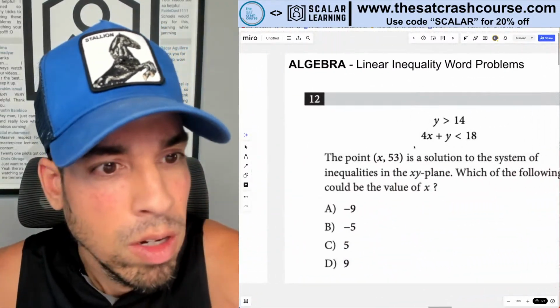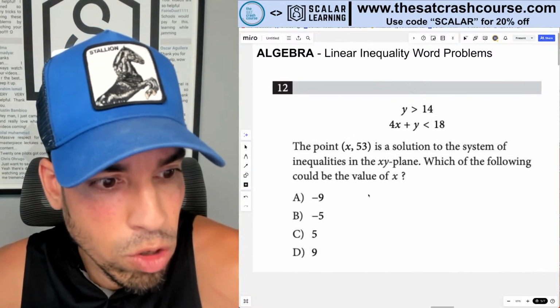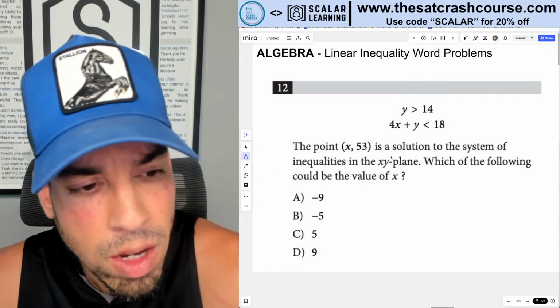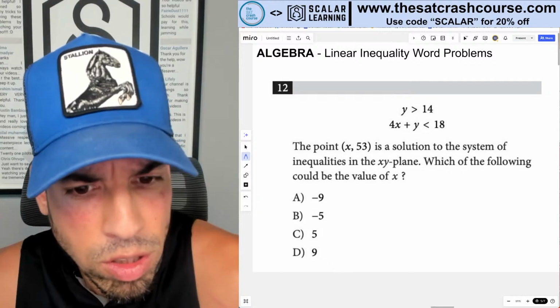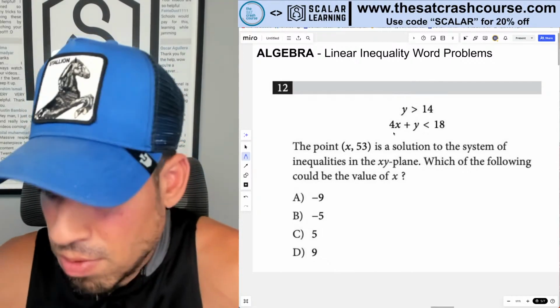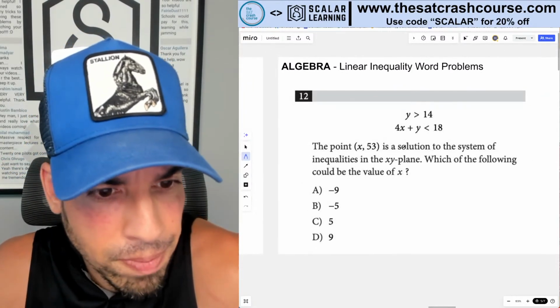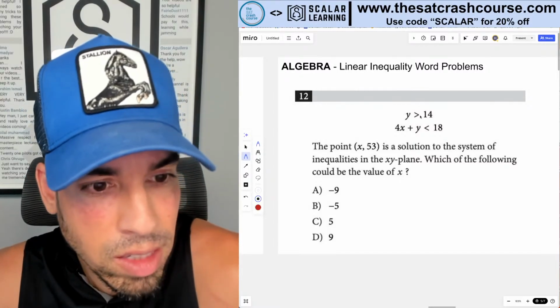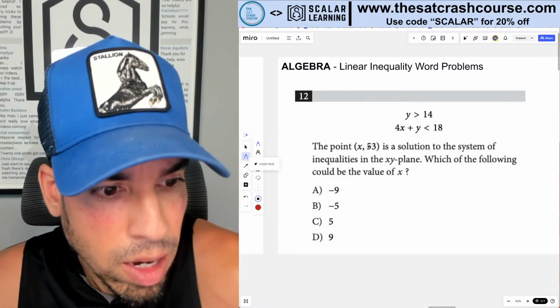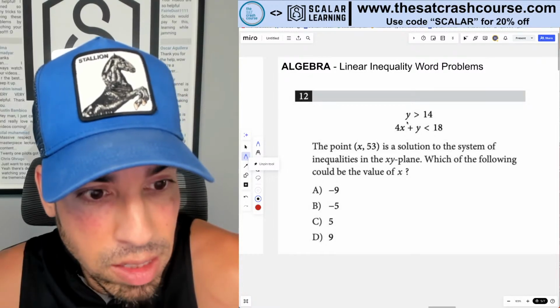All right. Now moving on to linear inequality word problems. This is a really good one as well. So we have the point (x, 53) is a solution to the system of inequalities. Which of the following could be the value of x? Now, me personally, I can see that y has to be greater than 14. And they're saying 53 is the value of y.